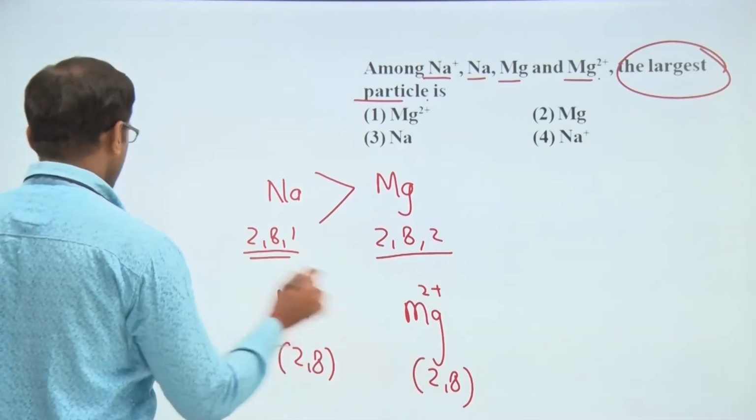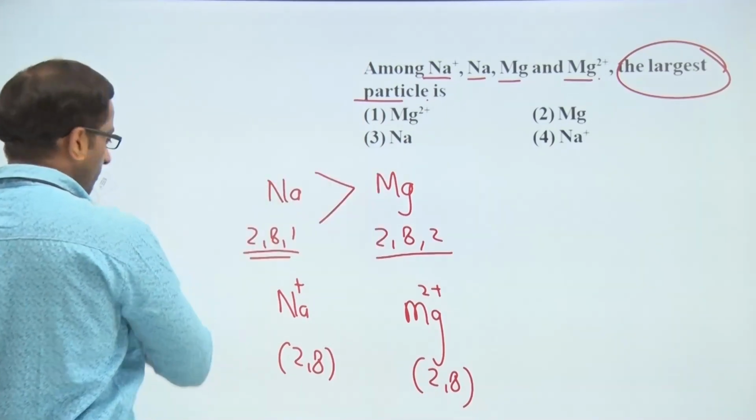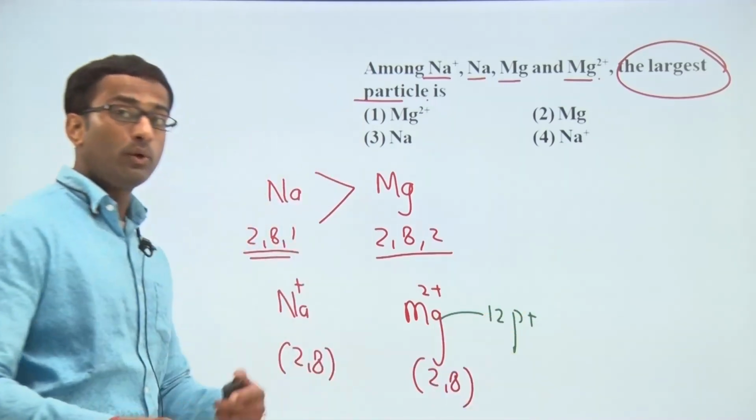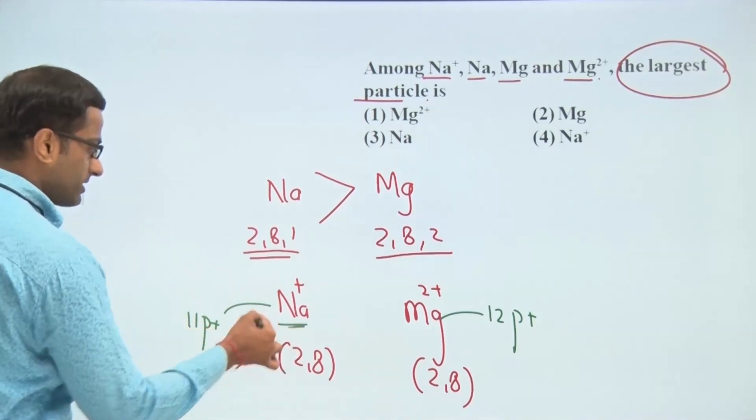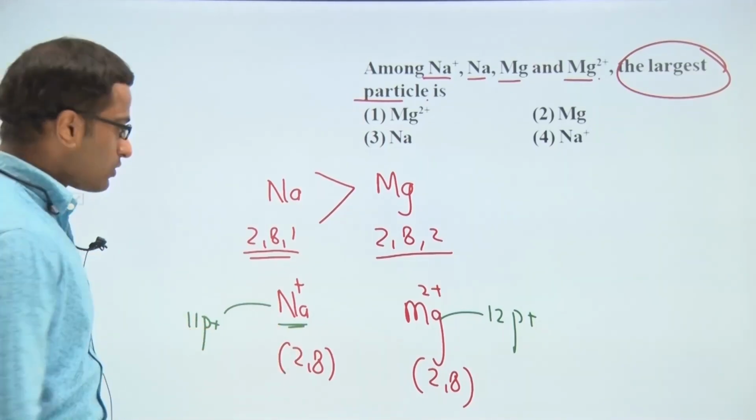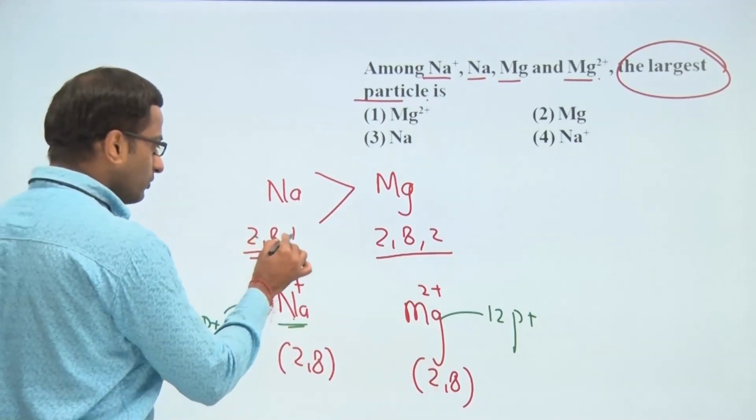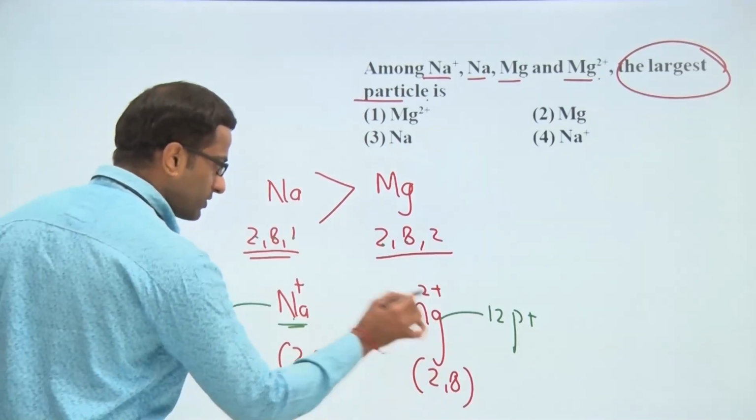It means both of these are isoelectronic. But magnesium has 12 protons, which means nuclear attraction is more as compared to 11 protons. Atomic number of sodium is 11 here. So both of these have the smaller size, because here we have 3 shells, and here only 2 shells.